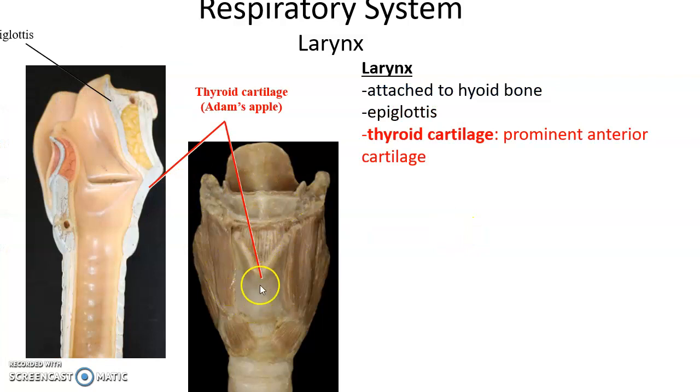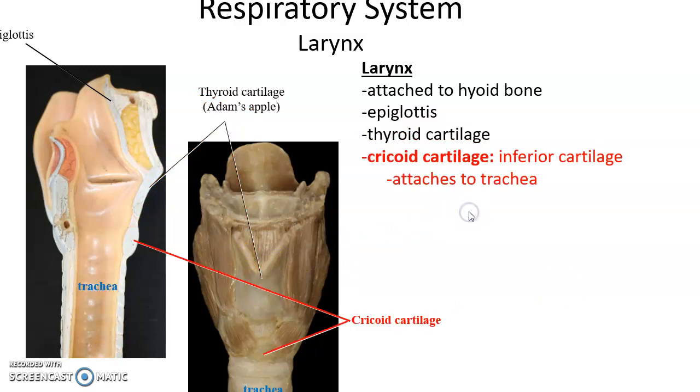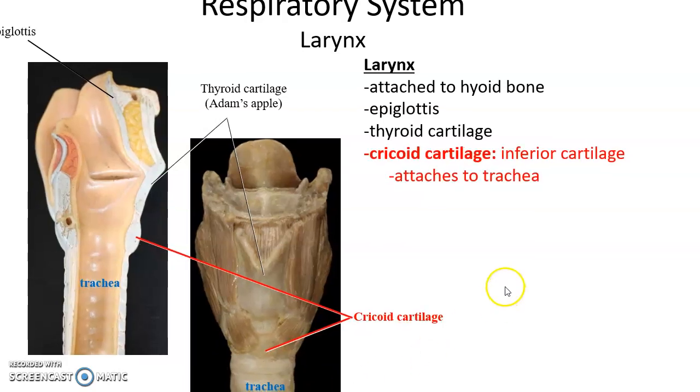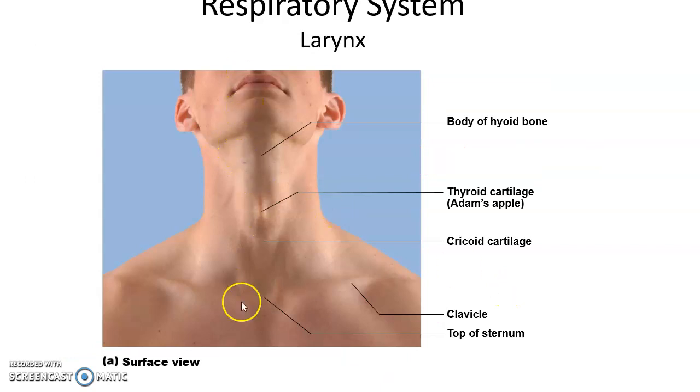The anterior cartilage that sticks out very prominently, that is the thyroid cartilage, also known as the Adam's apple. And then there's an inferior rounded cartilage called the cricoid cartilage. This is the inferior part of the larynx and attaches directly to the trachea. And so here on a person, it's about where the hyoid bone is, the thyroid cartilage, the cricoid cartilage.